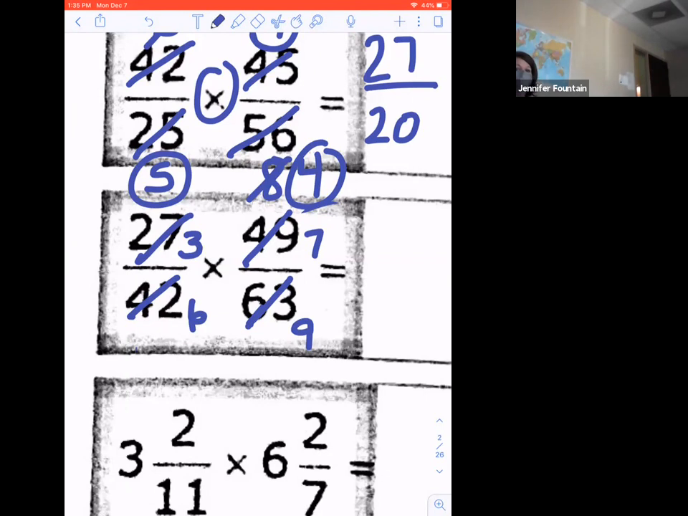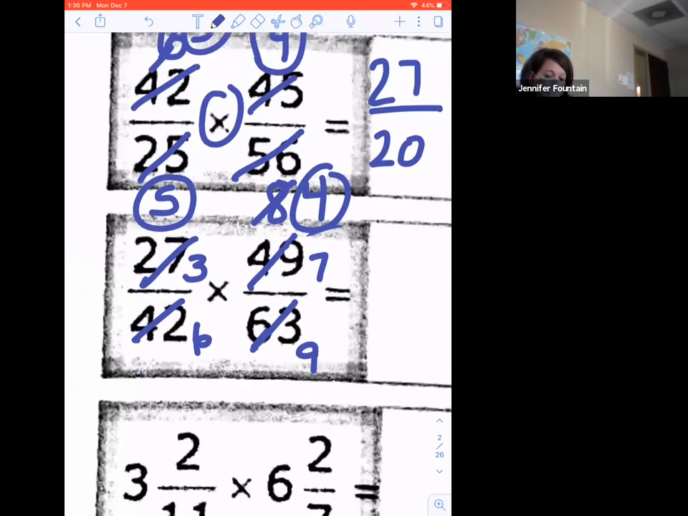We'll get back to that problem. 27 over 42 times 49 over 63. We said the first thing we would do is we could reduce the 27 and the 63 by dividing both of them. Did I mess up again? We divided by 9, right?